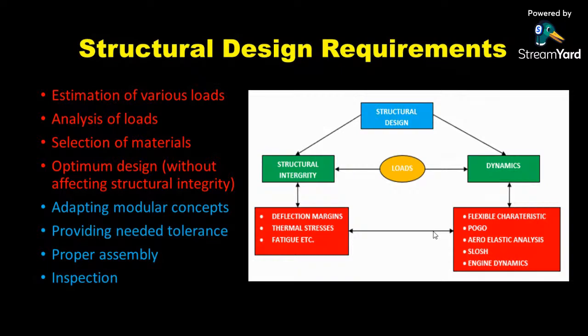Then comes the slosh analysis. The slosh analysis is a test to determine the ability of the control system of a liquid propellant rocket to withstand or overcome dynamic movement of liquid within its fuel tanks. To overcome slosh, dividers are placed inside fuel tanks, which are like large plates to avoid the flow. Also, we need to adopt modular concepts, so we need to provide tolerance, proper assembly, and inspection for doing the structural design.